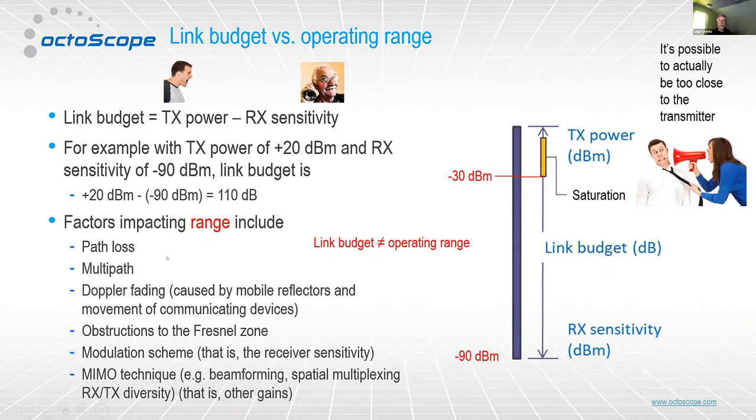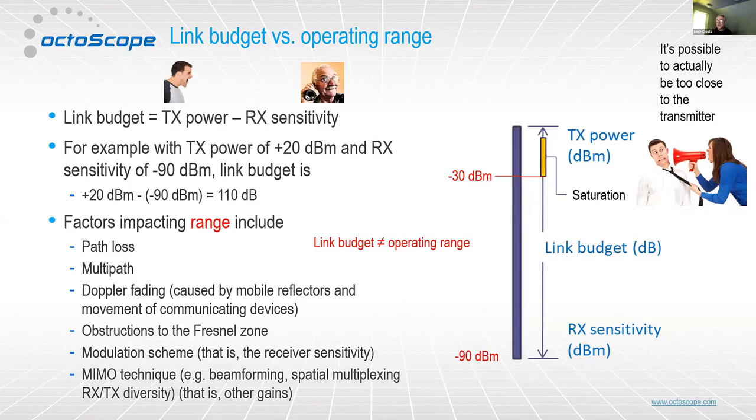Multipath, which is part of what I mentioned before, is signals bouncing off the ground and off of other stuff. We also had a seminar on multipath, actually our first seminar, number 1 in this series, that talked all about multipath. Then there's other fading caused by things moving around in the environment, or the transmitter and receiver moving relative to each other. Obstructions to the Fresnel zone, which I will not get into, is mostly talked about in terms of the concept of the ground, if you're using the ground.